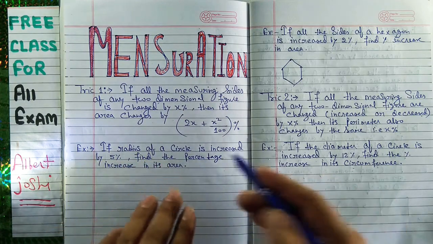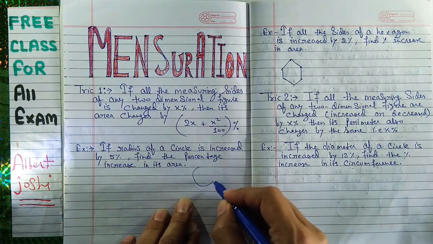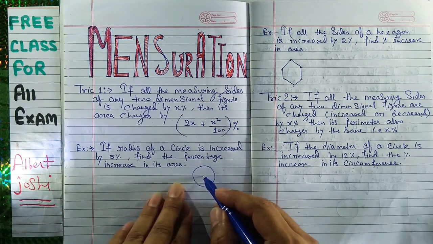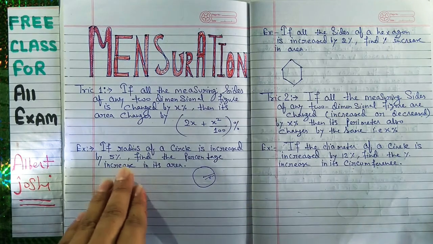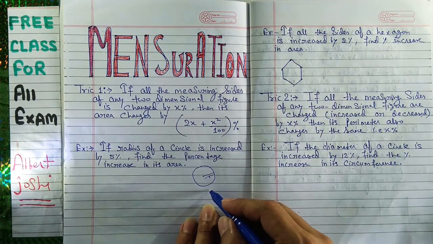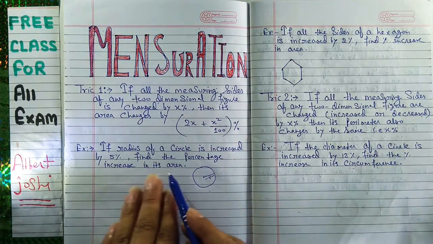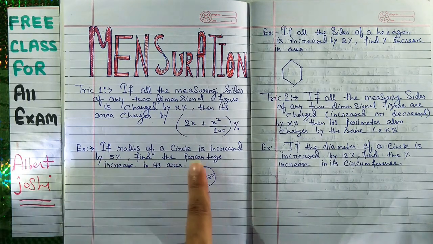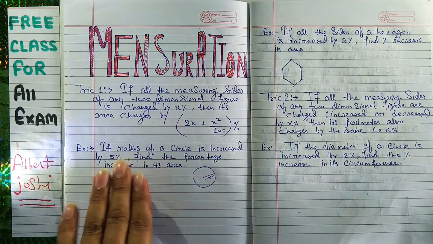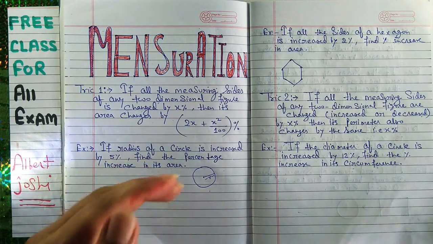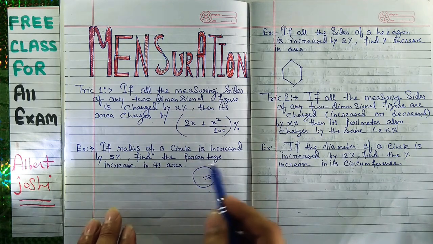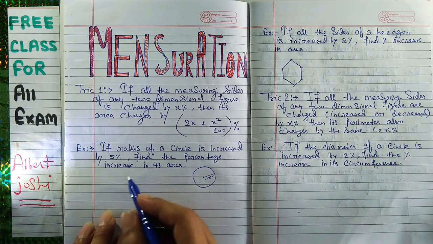If the radius of a circle is increased by 5%, I don't know its radius, but he has given that you will increase its radius by 5%, find the percentage increase in its area. The same question has come many times. If you know this trick, you can solve it within 5 seconds. If you do not, you can also solve it, but you will use your high school method.